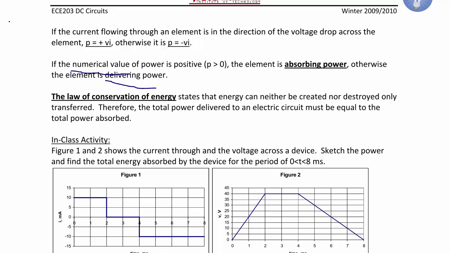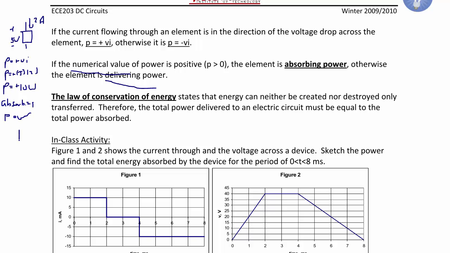So let's look at some examples of this. Here I have that basic circuit element again. And here I have positive on top, negative on the bottom, 5 volts. And I have the current 2 amps. Since this obeys the passive sign convention, P is equal to positive V times I. So P is equal to positive 5 times 2. So P is equal to positive 10 watts. Since P is greater than 0, I would say that this element is absorbing power.